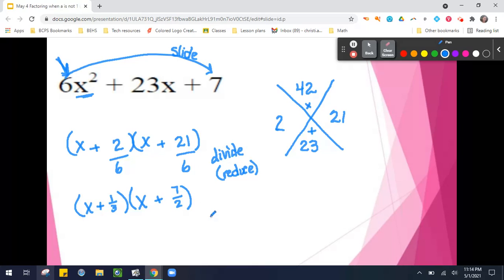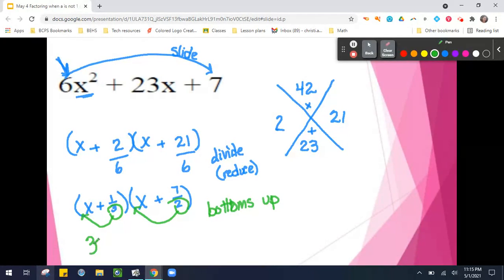Once you slide and divide, you're going to do this process that we call bottoms up. And for bottoms up, you simply take the bottom of the fraction and take it up to the front. Bottom of the fraction up to the front. So this is going to be 3x plus 1 now. I'm taking the 3 to the front. And 2 to the front makes 2x plus 7.